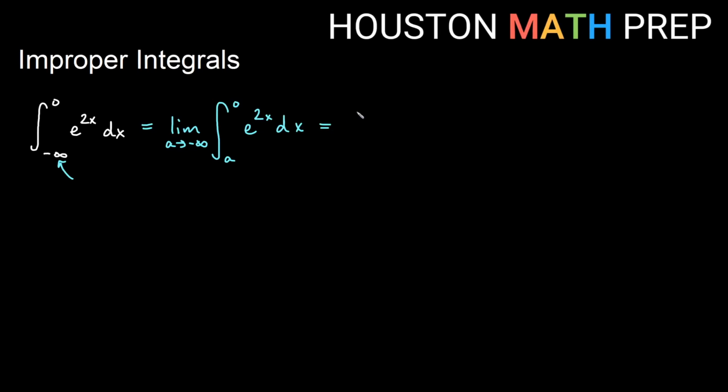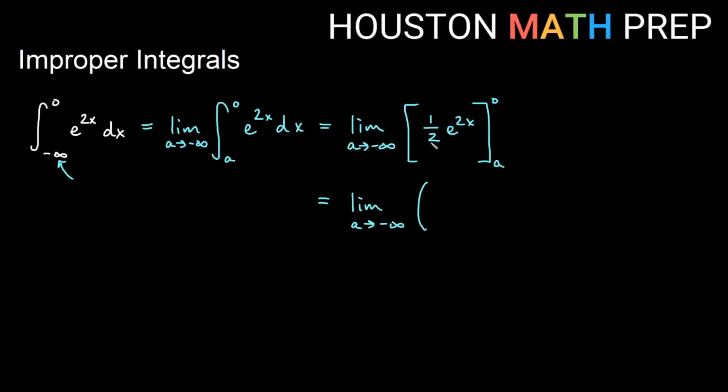And we will now go ahead and integrate. So we'll have the limit as a approaches negative infinity. The antiderivative of e to the 2x is going to be 1/2 e to the 2x. And we'll evaluate from a to 0 and take the limit as a approaches negative infinity. Okay, let's go ahead and write that down. So we'll have the limit as a approaches negative infinity of the following things. So if I plug in 0, I will get 1/2 e to the 0 minus 1/2 e to the 2a.